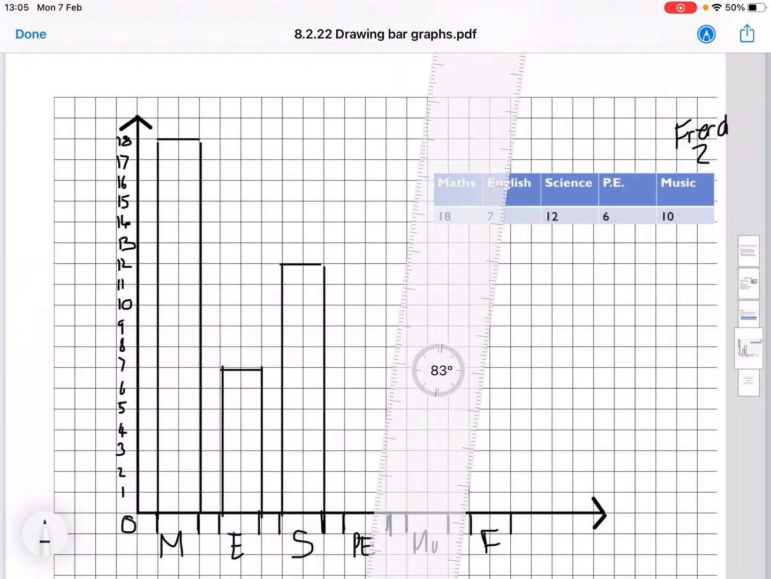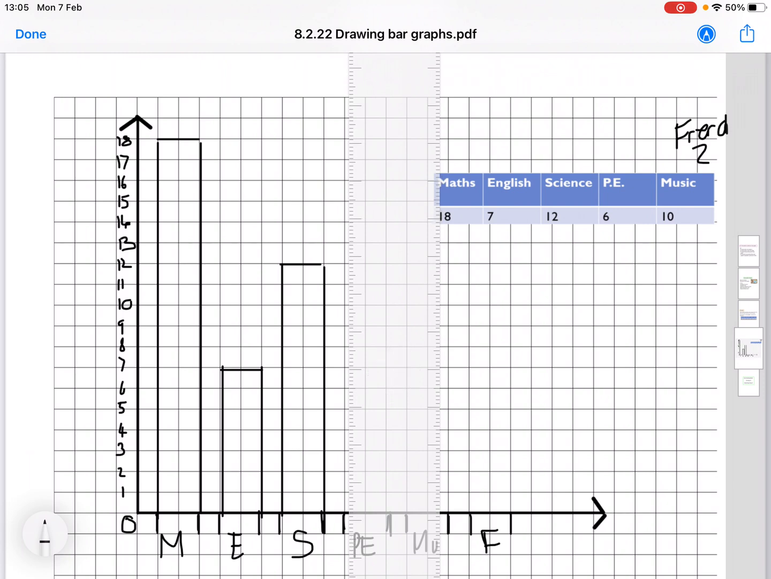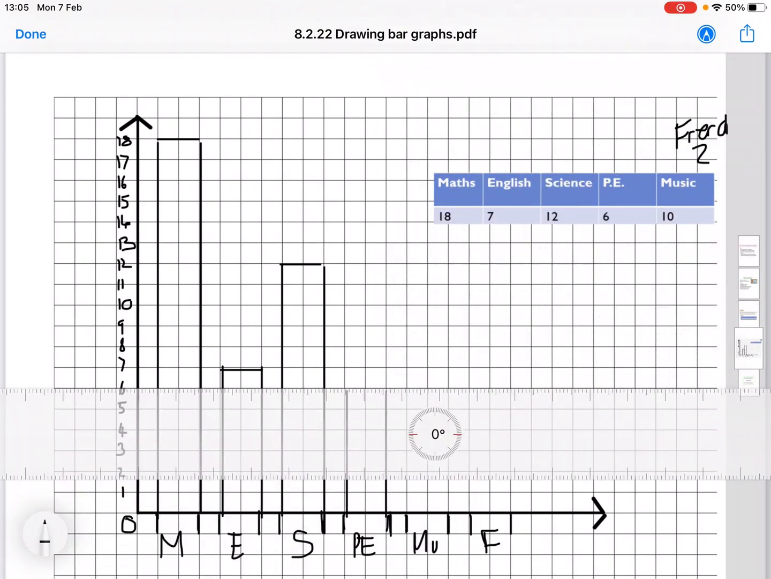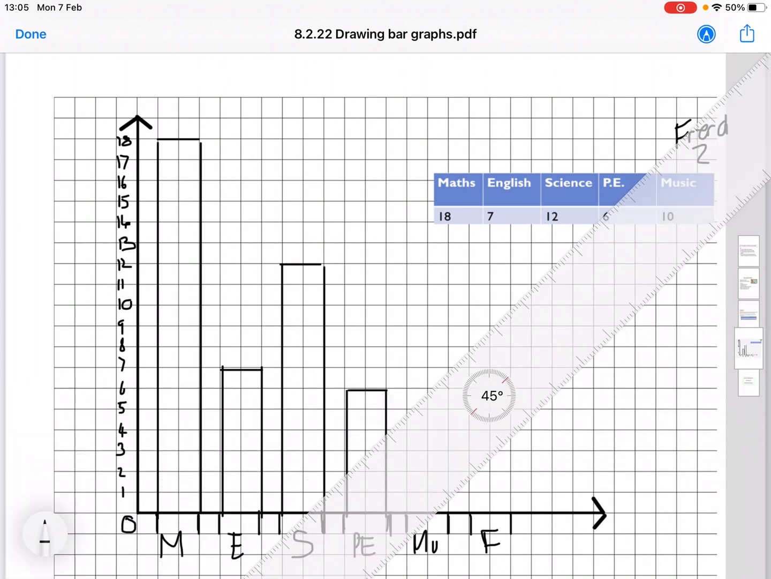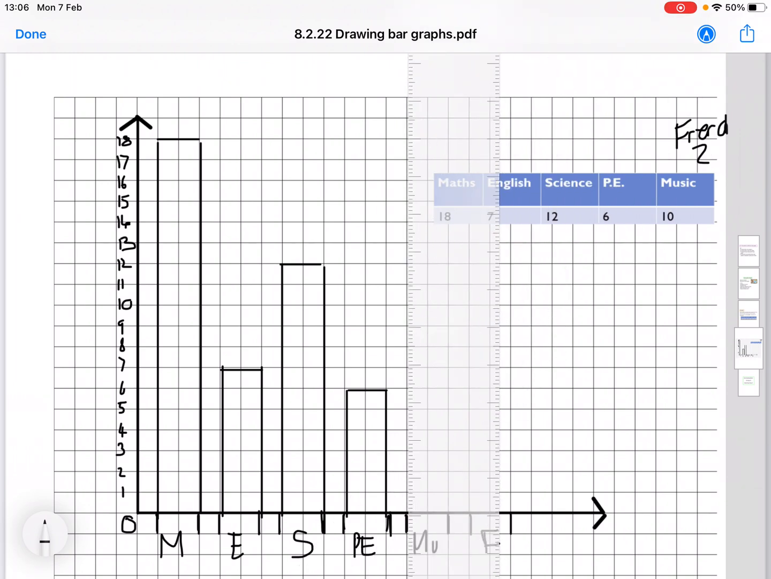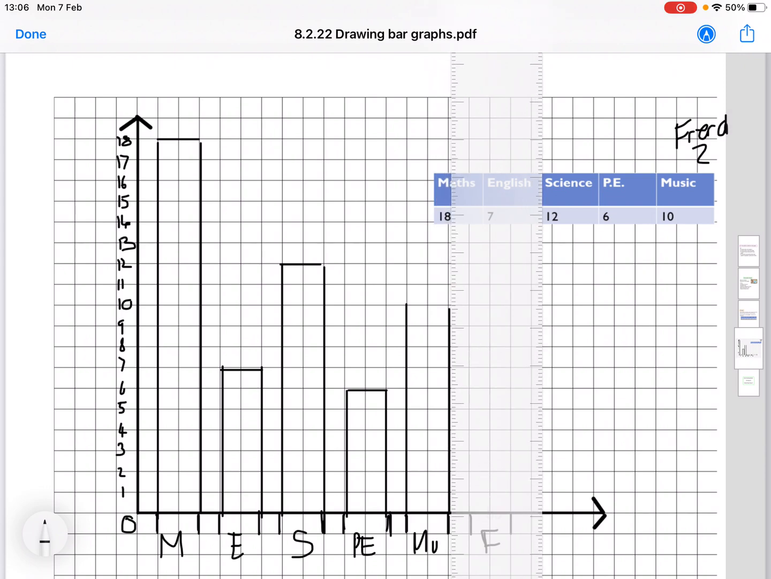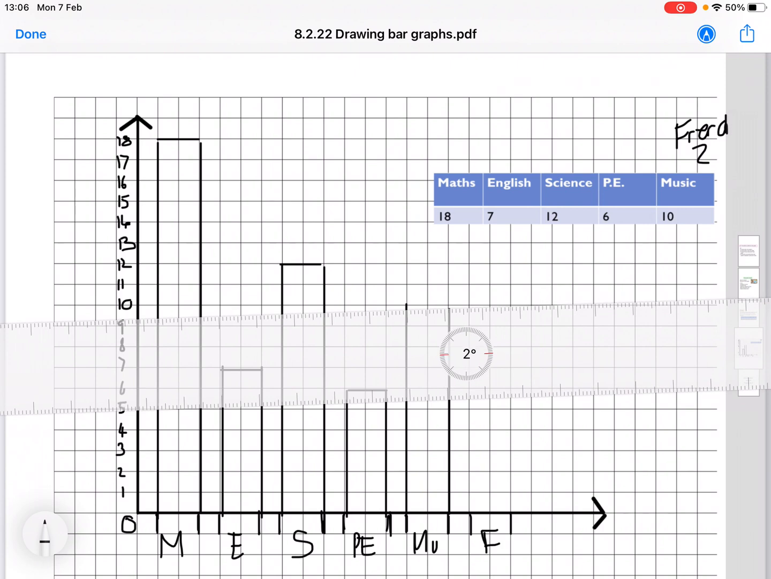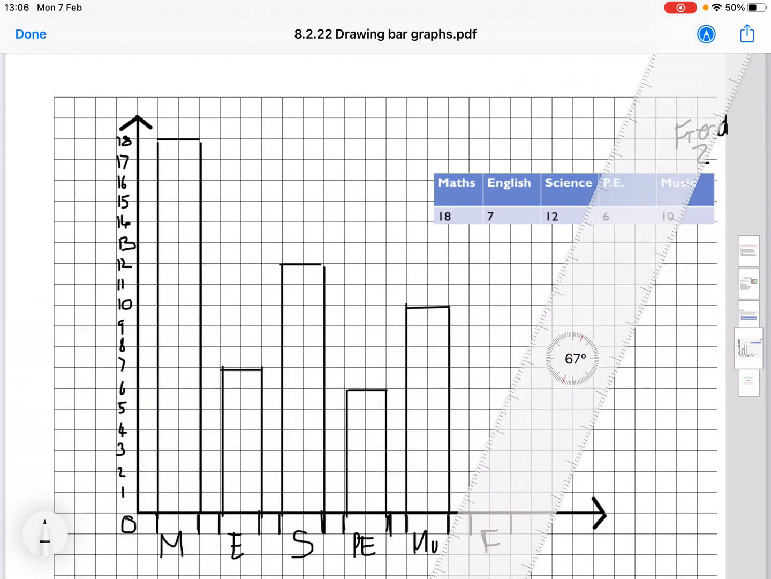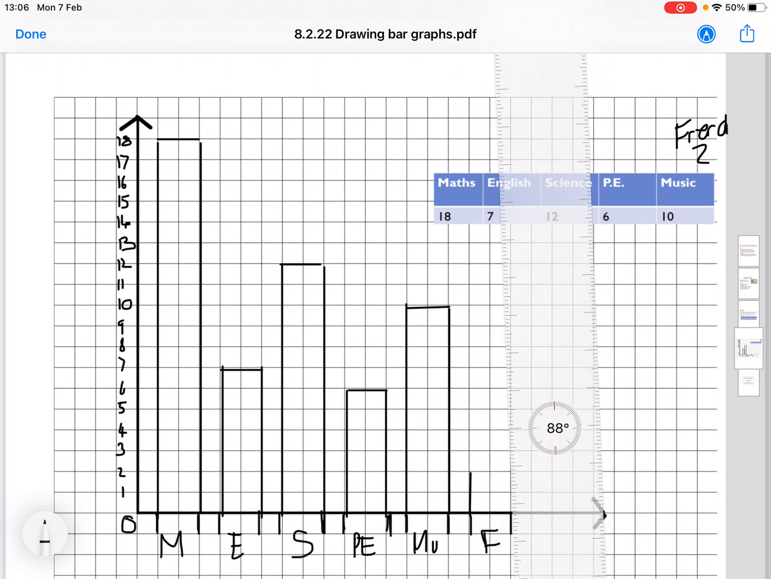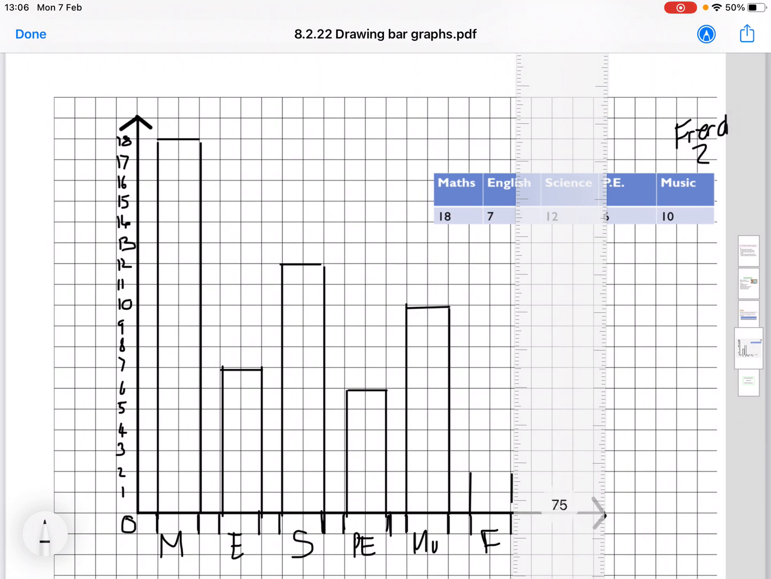You then have 6, so a smaller bar there, 6. For music, we've got 10, so up to number 10. And then the last one we had was French, which was just 2, so that's going to be a very small little bar at the end here, just 2 for French.